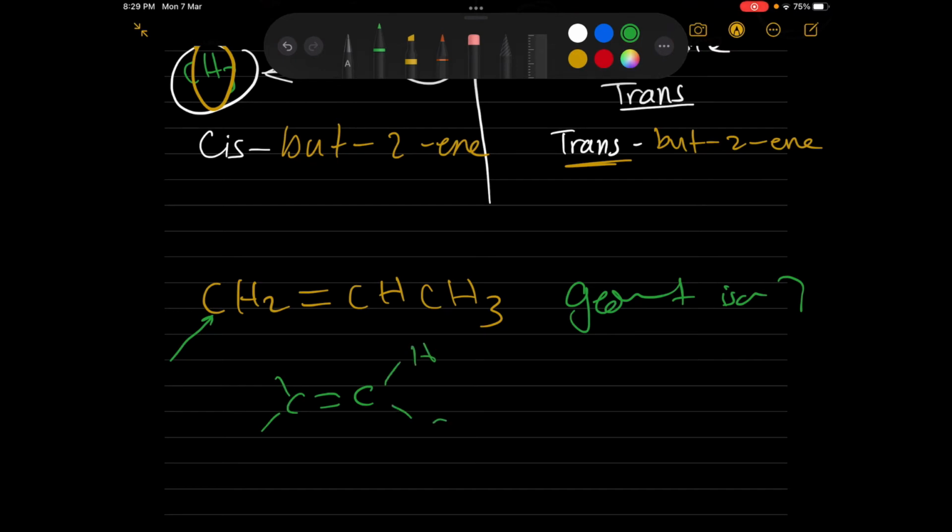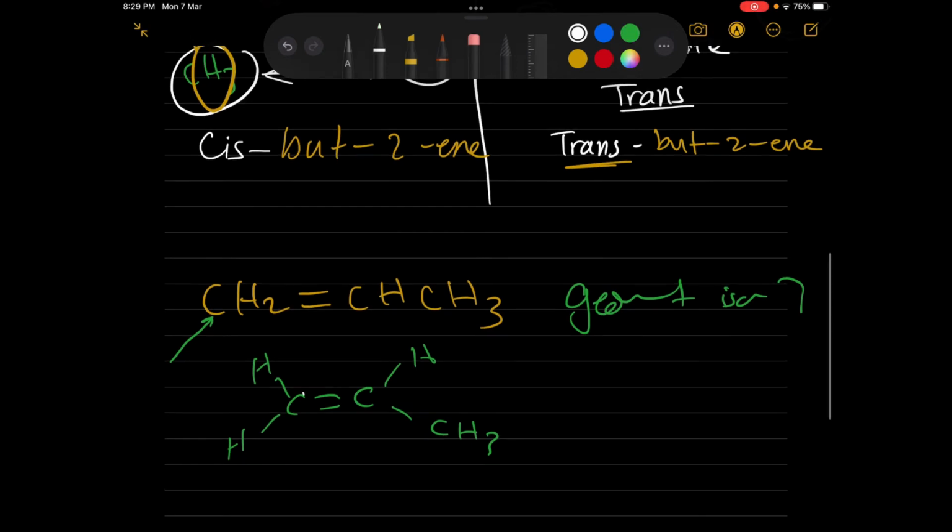You have hydrogen here and CH3 here. You have hydrogen and you have hydrogen. So what you see in this case, you have carbon that is bonded to two hydrogens, two identical groups, and then you don't have any geometrical isomer in this case at all. So we're done with that.